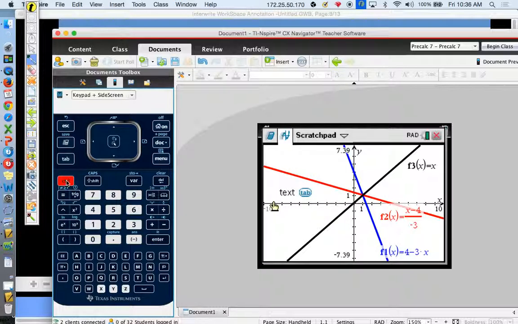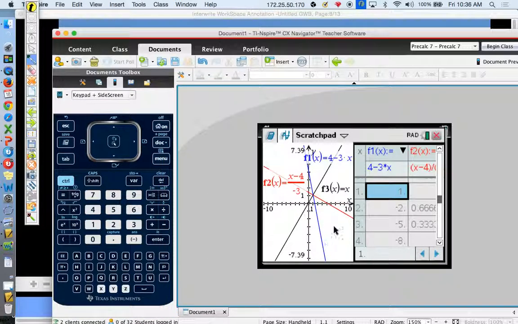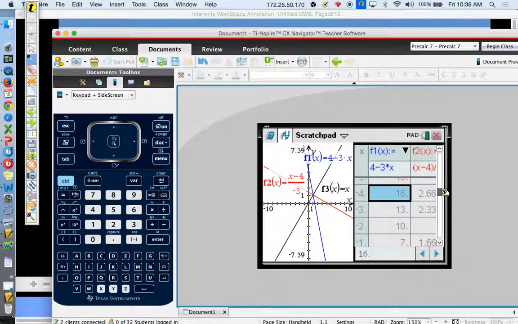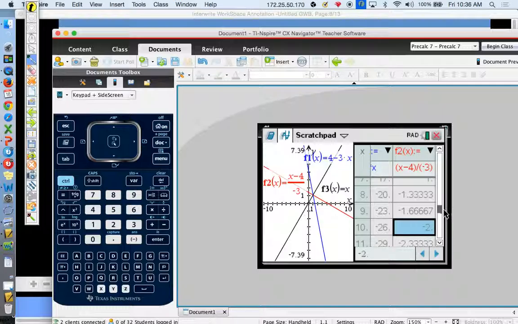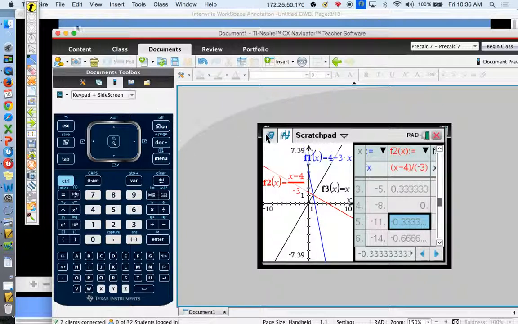We could press Control T and bring up a table here, and we could take a look through that table as well, and that could help us. And we could make sure those coordinates switch there. So for example, we have negative 2, 10, so that means down here we better have a 10, negative 2, and we could double check a couple points that way.